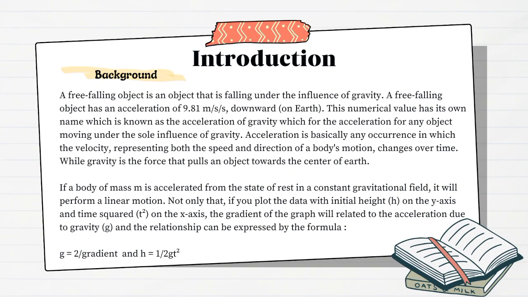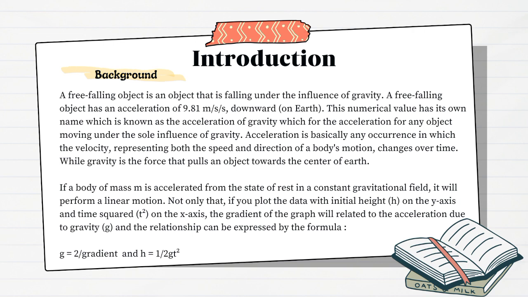Hello, I'm Mia and I'm going to talk about the background of our topic. A free-falling object is an object that is falling under the influence of gravity. A free-falling object has an acceleration of 9.81 m/s² downward on Earth. This numerical value is known as the acceleration of gravity, for any object moving under the sole influence of gravity.